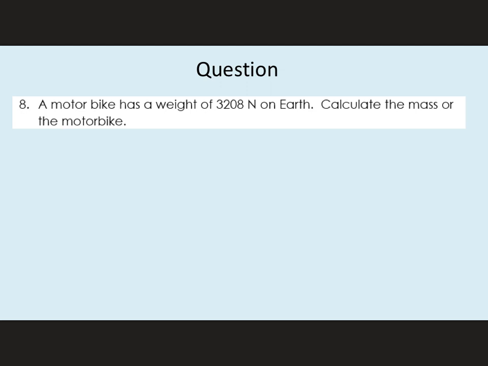So this is question 8. Remember, you should have completed this already. If you haven't completed it, please pause the video and have a go yourself, and then watch the video to see how you get on. I'll run through this one with you now. So it says a motorbike has a weight on Earth of 3,208 newtons.